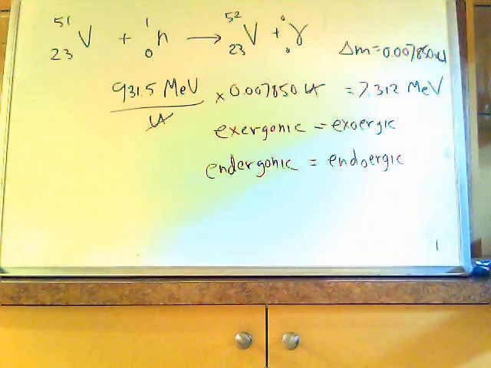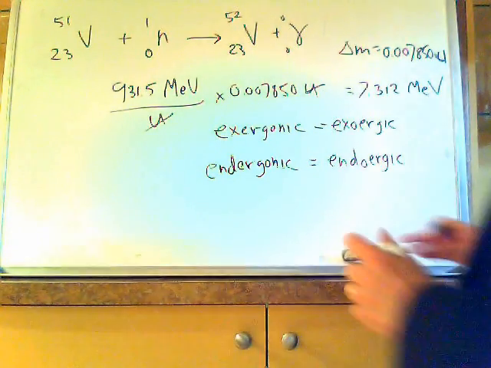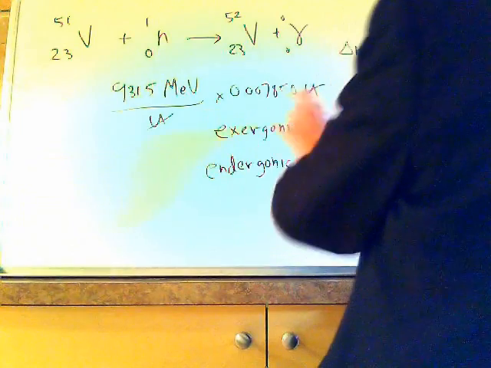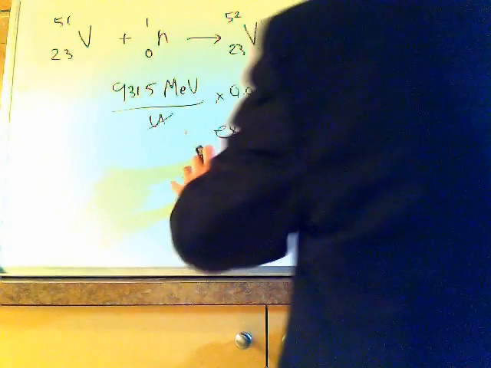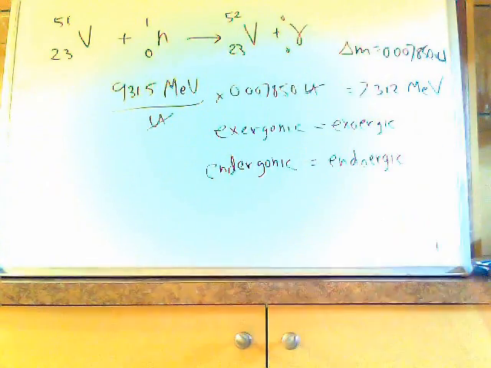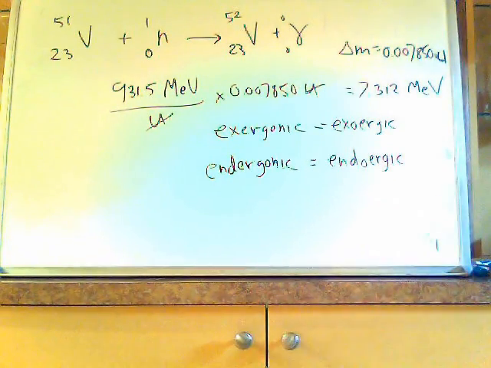So whenever we're dealing with things like a decay, it's always exoergic. It's always exergonic. It always gives off energy. But for nuclear reactions, they may be endergonic or exergonic. They could be either way. So I just want you to keep that in mind.